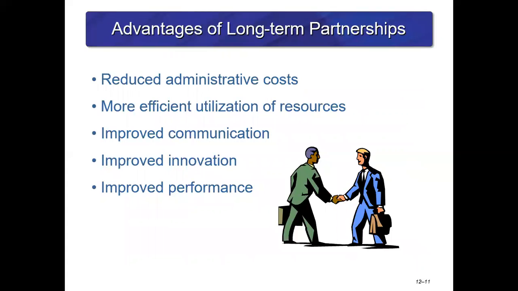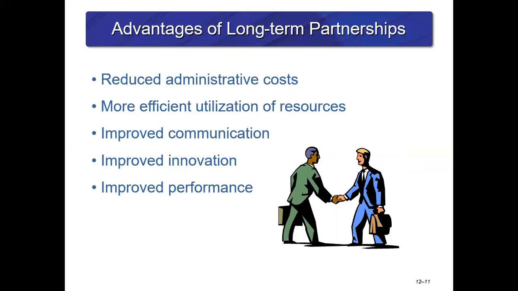The first one is the reduced administrative costs. So the costs associated with bidding and selecting a contractor are eliminated. Contract administration costs are reduced as partners become knowledgeable of their counterparts' legal concerns. The second one is more efficient utilization of resources. So contractors have a known forecast of work while owners are able to concentrate their workforce on core businesses and avoid the demanding swings of project support.